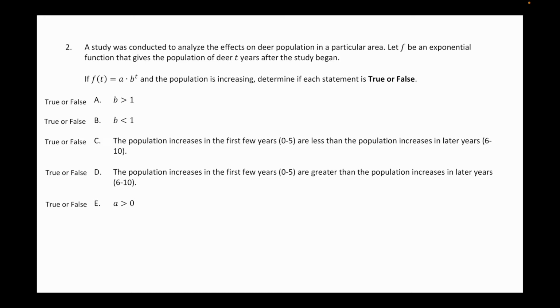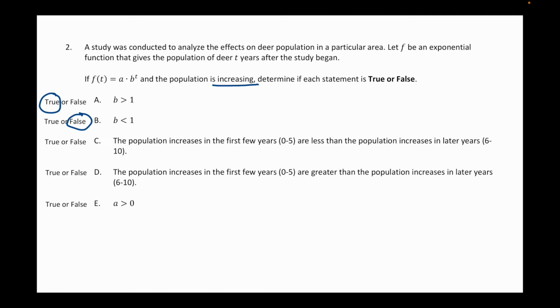If f of t is a times b to the power of t, and the population is increasing, we want to determine if each statement is true or false. I did see that they said the population is increasing. In this case, we have a for the initial value, because that's our number here. And b has the exponent attached to it, so that's going to be the growth factor. So if it's increasing, I know that it is true that b is going to be greater than 1. And then it would be false that b is less than 1.